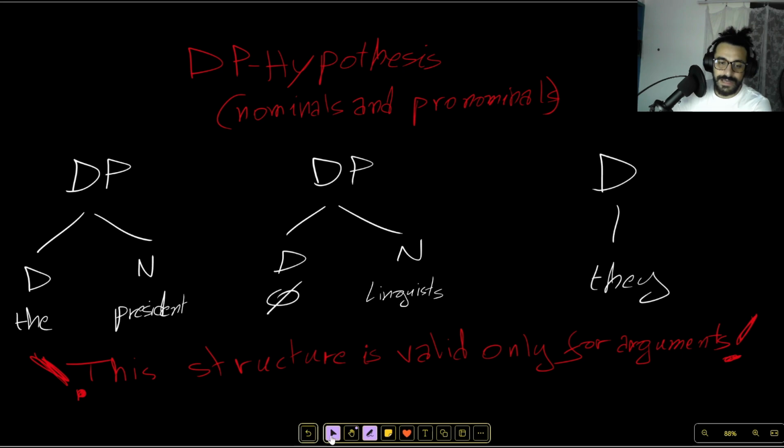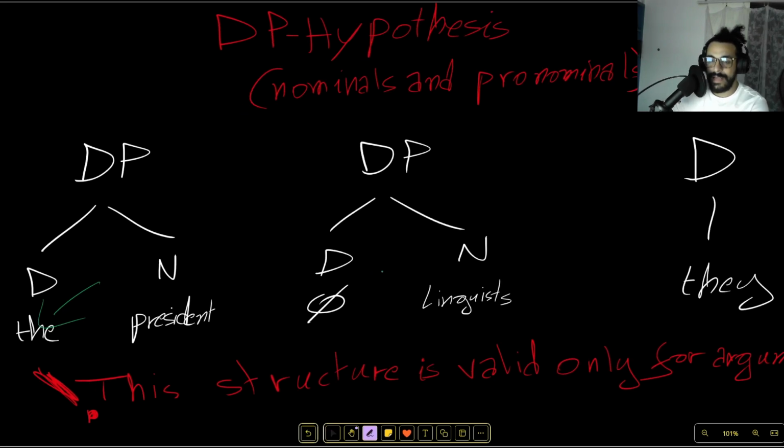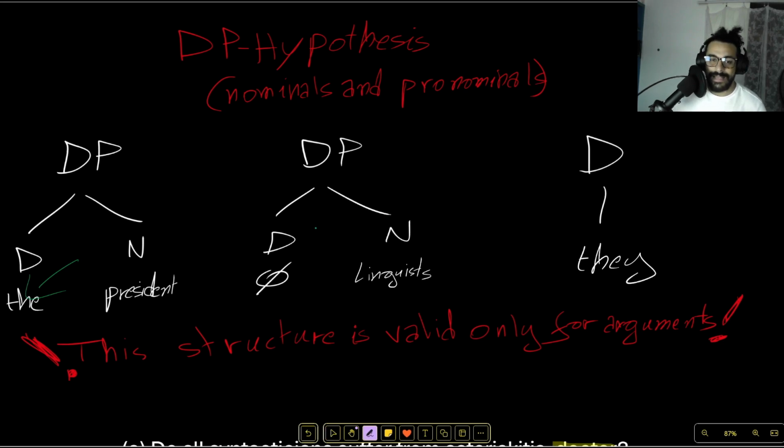Okay, it's time for generalizations. After discussing all of this, now it's time to introduce the DP hypothesis, which works only for nominals and pronominals. The DP hypothesis means that any nominal or pronominal element that is in an argument position has to be a DP. And that DP can either be headed by a visible, overt determiner, or a null determiner, or sometimes, if it's a pronoun, then it's just a D. It doesn't even have a complement. It's just a D, just like that.